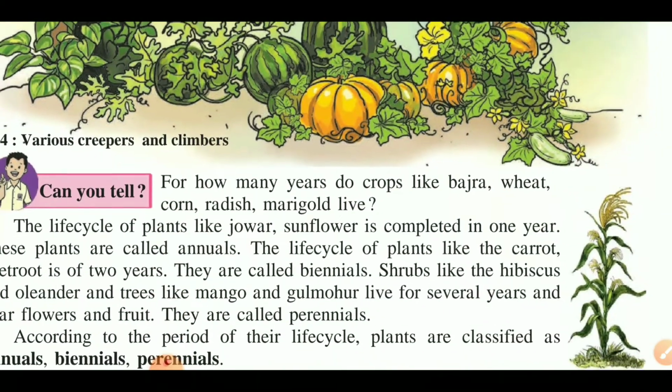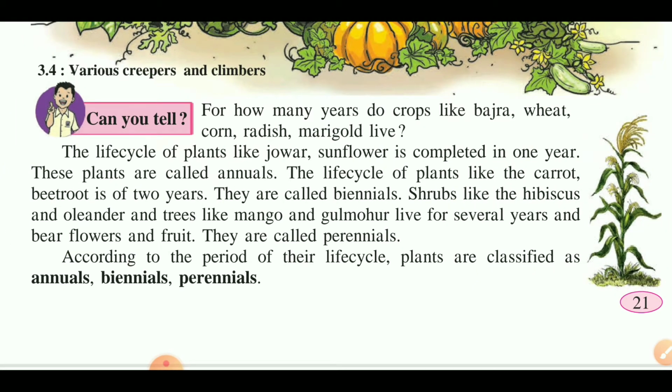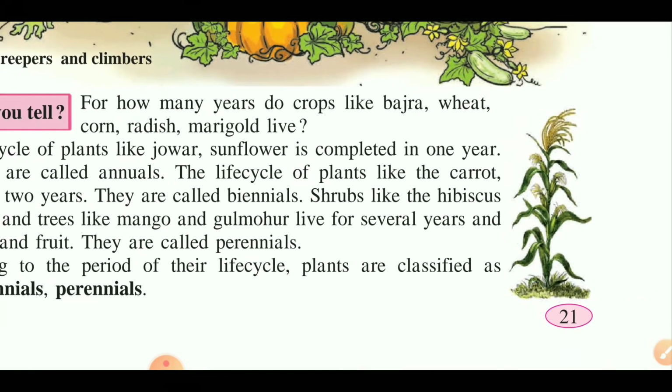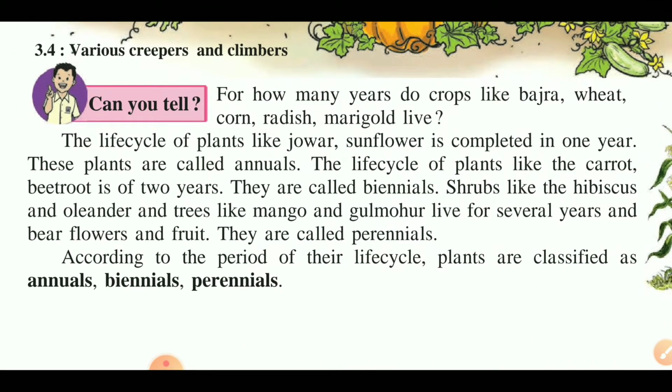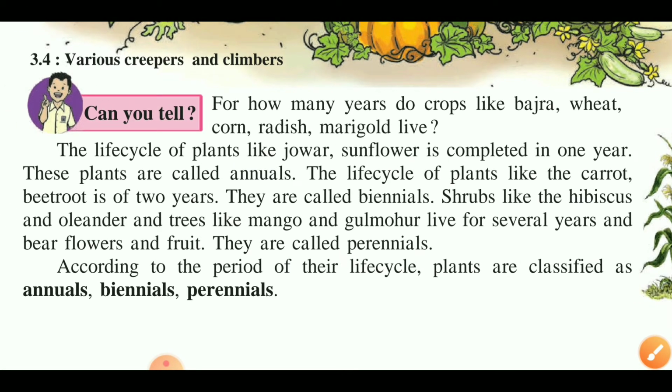Now for how many years do crops like bajra, wheat, corn, radish, marigold live? The life cycle of plants like jowar and flower is completed in 1 year. This is a bajra, and this bajra has around 1 year of life. These plants are called annual plants. The life cycle of plants like carrot and beetroot is 2 years. Therefore, these plants are known as biennial plants.